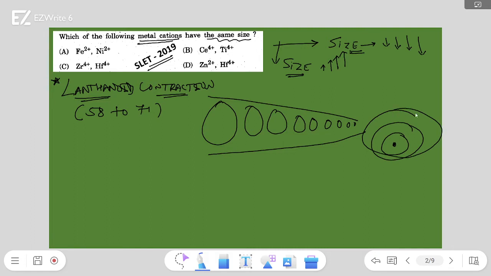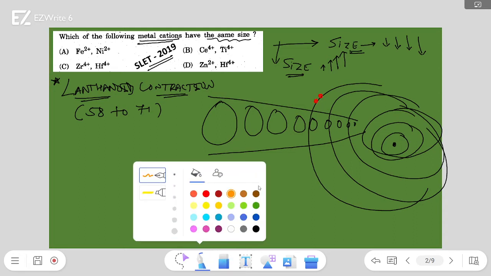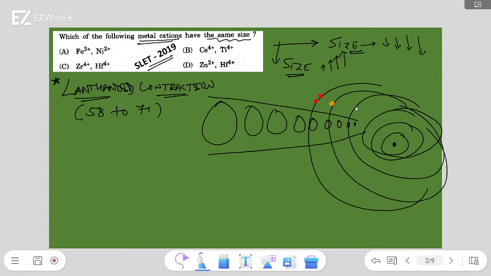When we are talking of lanthanoids, we should always remember that there are 6 orbits, and the electron, after getting filled in the 6th orbit as 6s2, in the 5th orbit as 5d1, gets occupied in the 4f orbit, starting from 4f1 to 4f14. So the electrons, rather than getting filled in the outer orbits, are filled in the inner orbits, due to which the attraction with the nucleus increases and it results in the shrinking of the atomic size, which is called lanthanoid contraction.